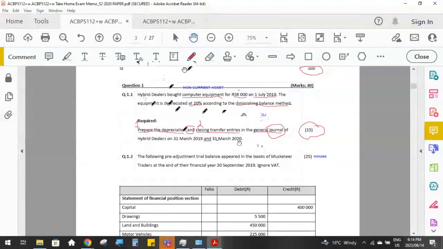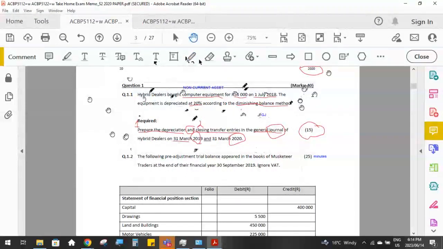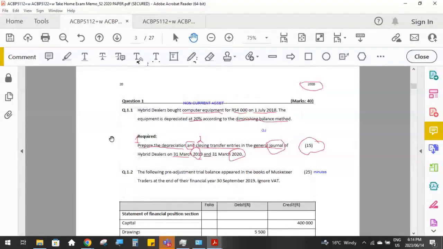Of hybrid dealers, and the date is on the 31st of March, so that's the year-end date, 2019 and 2020. Okay. So I always tell the students to draw a timeline. To draw a timeline means the timeline always starts with the date that the financial year begins. So the first year that they mention is 2018.